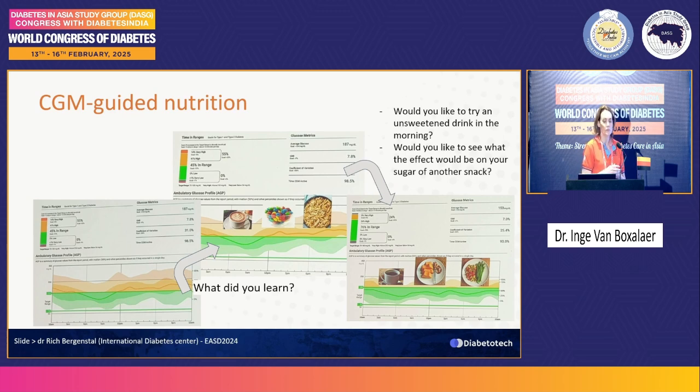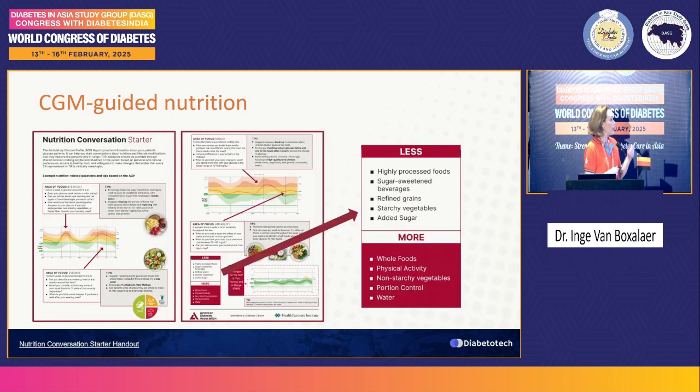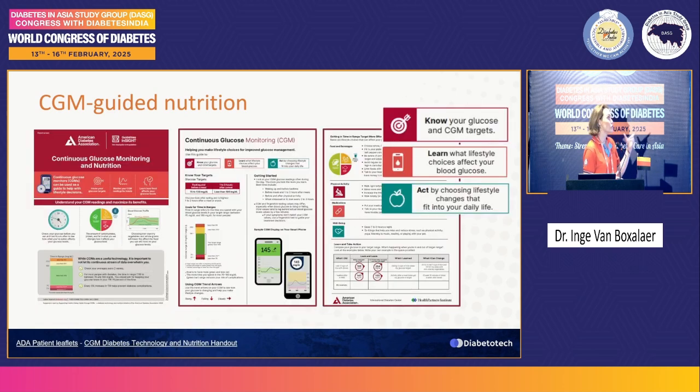There are also tips around CGM-guided nutrition, where you ask the patient, what did you learn? What did you see? Which kind of food did give some patterns? And then you can give some motivational suggestions, maybe try something healthier. And there are guidelines for the CGM-guided nutrition from the ADA recently published, and also some handouts to patients for people who want to use their CGM for CGM-guided nutrition. Again, the patient needs to know their glucose goal, their CGM targets, see patterns, see what lifestyle gives them peaks and glucose drops, and then act on that.